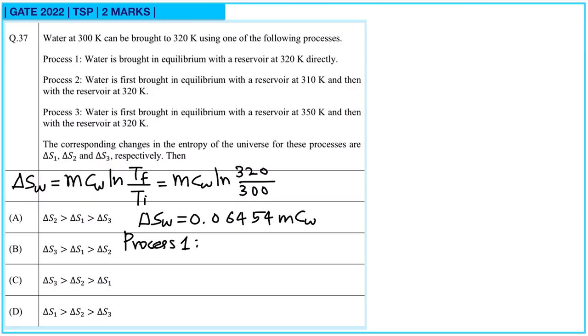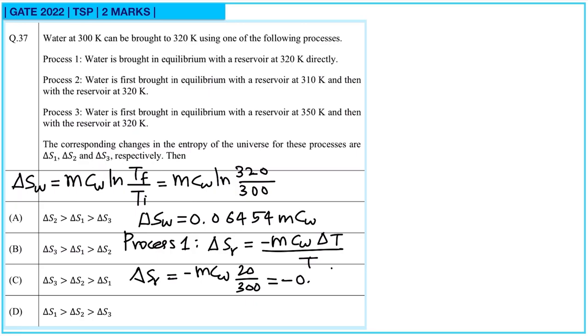For process 1, the reservoir is at temperature 320 Kelvin. So delta S for the reservoir will be minus of m Cw into dq by T, and dq is m Cw into delta T upon its temperature. So delta Sr is equal to minus m Cw into, here we will have 320 minus 300, so that is 20 upon 300. So this is equal to minus 0.0625 m into Cw.